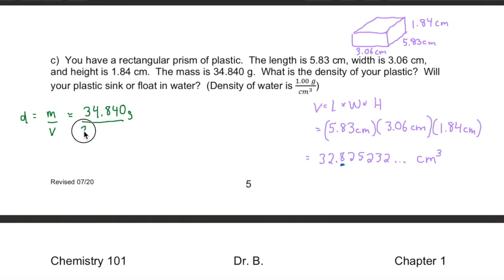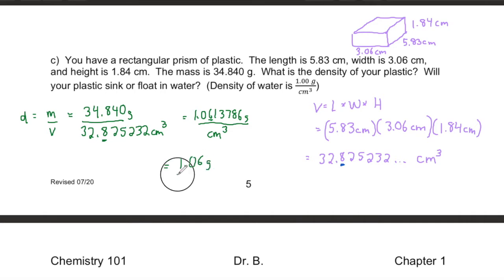I'll keep a few more digits in the calculation and just underline it to show where it should be. So my calculator gives me a lot of digits, and then when I round down to 3 significant digits, I get 1.06 grams per cubic centimeter as the answer to report.